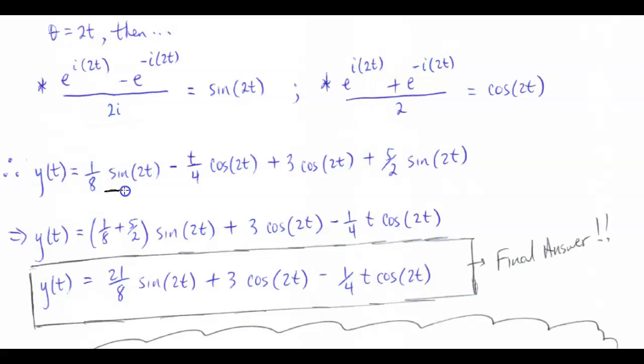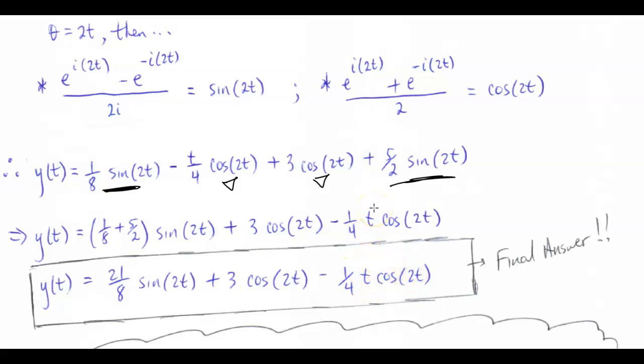And then from that point, I can combine like terms. Okay, so I know these two terms are going to be like terms, and I know these two terms are going to be like terms. So I just combine them together, and I see that my result here ends up being y of t is 21/8 sine of 2t plus 3 cosine of 2t minus 1/4 t cosine of 2t. And for here, even though these are like terms, I wrote them differently since this one actually had the t cosine of 2t in it.